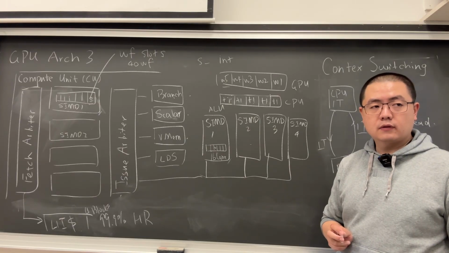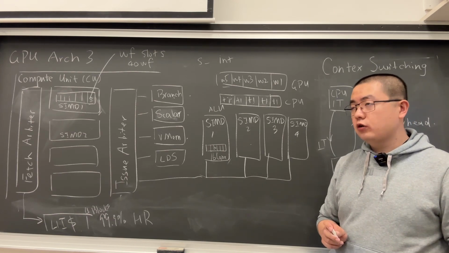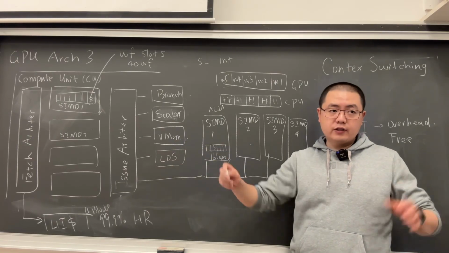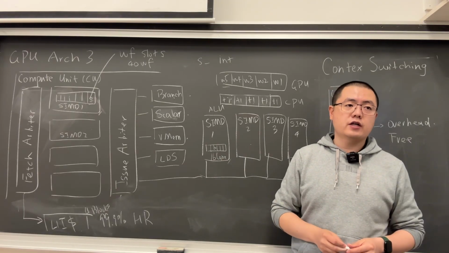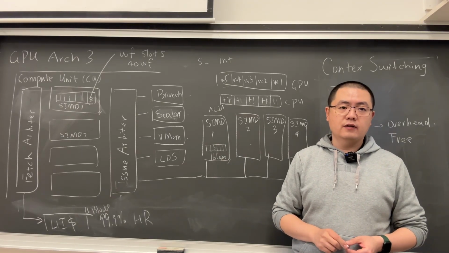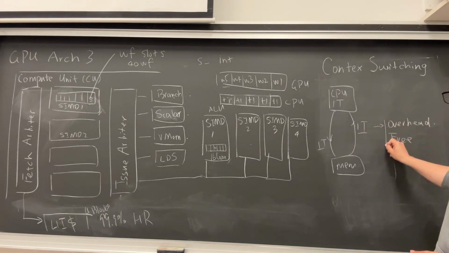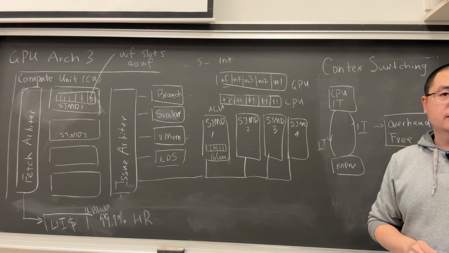If there is some control divergence between the warps in the same CU, it will load different cache lines. If these warps are executing different parts, yes, they can access different addresses in the instruction memory. So the quick answer is here: the context switching in a GPU is overhead free, and it's always happening.